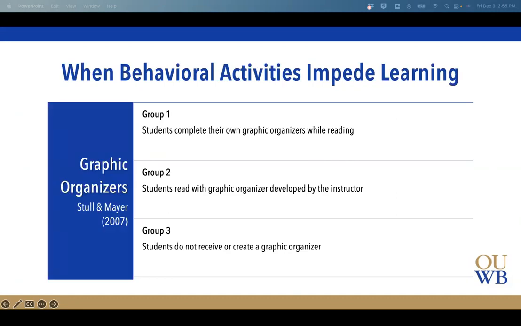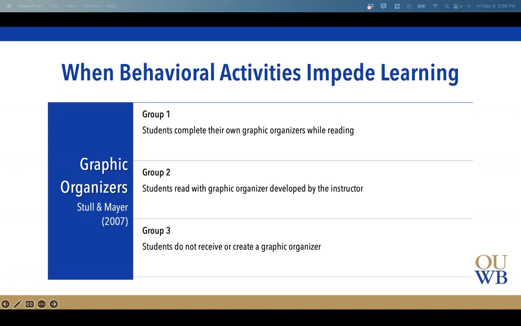We talked about this idea that behavioral activities can sometimes impede learning. And here's one such example. Stull and Mayer in 2007 did an experiment with 3 student groups. So group 1 was asked to complete their own graphic organizer while reading. So basically an outline, think of an outline.